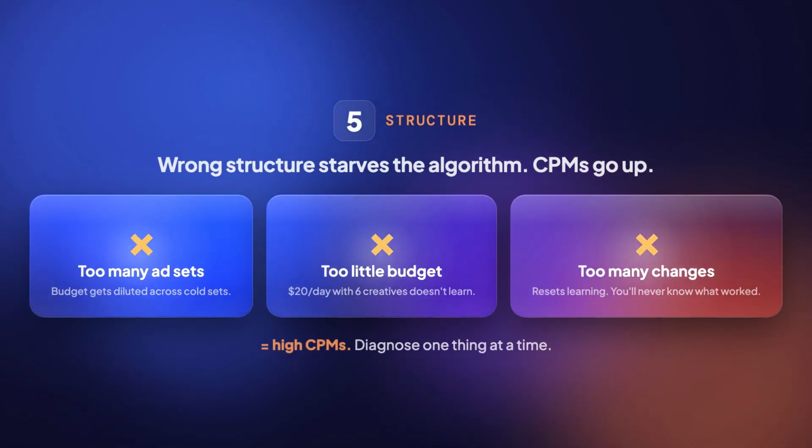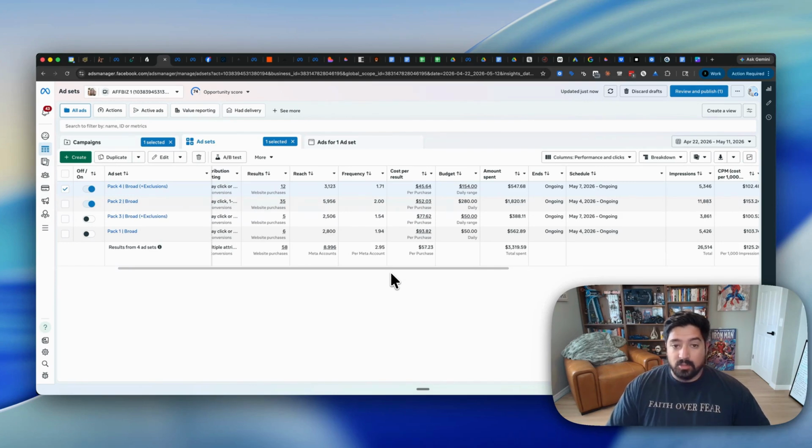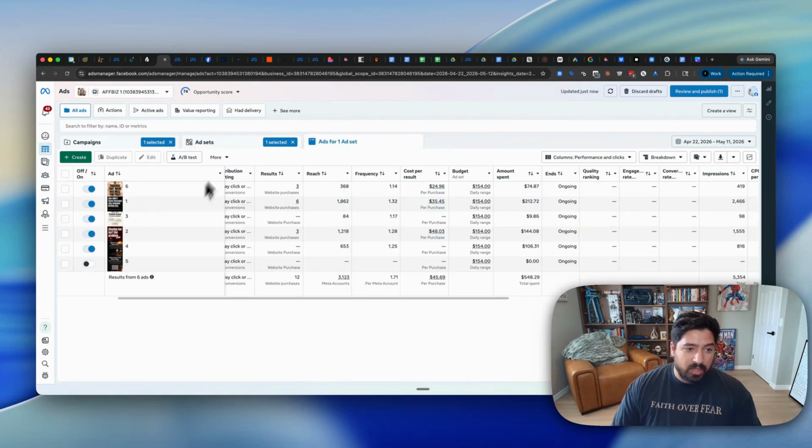And last but not least, structure. I've done a lot of videos on structure as well, but too many ad sets, too little budget, and too many changes is going to result in high CPMs. This is a structure that's worked so well for us, having new ad sets. Every time we launch a new ad set, we launch it with a pack of new creatives, and we let Facebook kind of do the work, but we also supply it with enough spend so it can actually do the job. If you're doing like 5-6 ad creatives and you're giving it $20 a day, it's not going to work. You need to make sure that your budget is scaling and you're giving Facebook enough budget, or else it's not going to work.